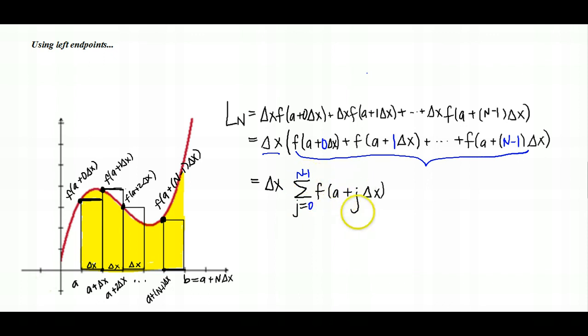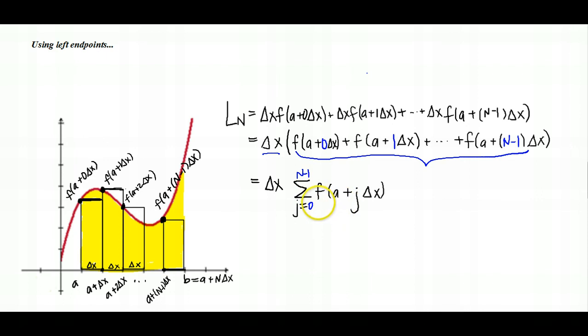f of a plus j delta x goes wherever the whole numbers went. So f of a plus j delta x is still the function. The only thing that changed between the left and the right-handed approximation is the indices. So j equals 0 to n minus 1 for the left, and for the right it was 1 to n. Those are the only differences.